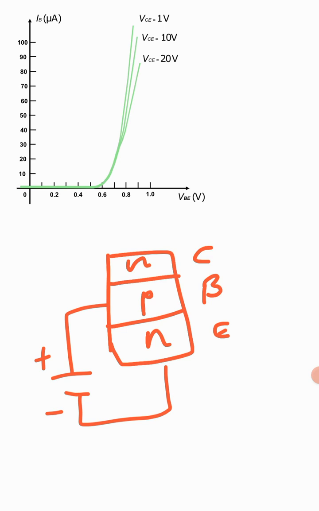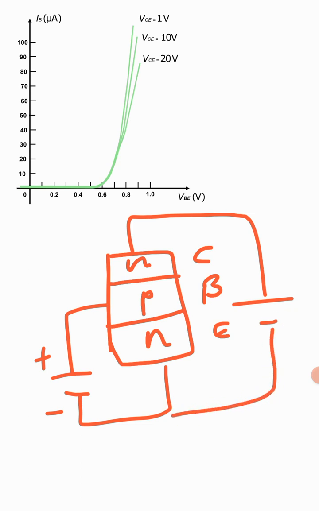And the collector emitter junction is reverse biased. So we'll say that's positive to the N and negative to the N again. So that is your reverse bias. This voltage you call VCE. That's your VCE. Let me correct it. That's your VCE. And this voltage you call VBE.